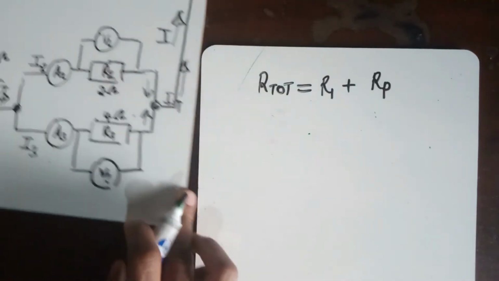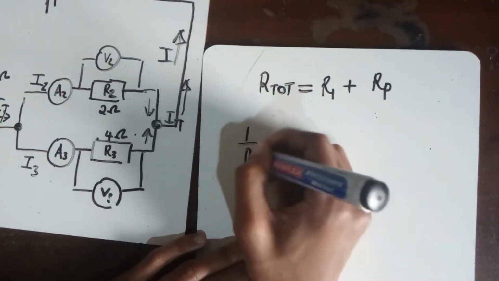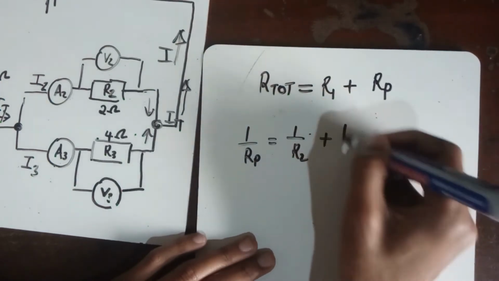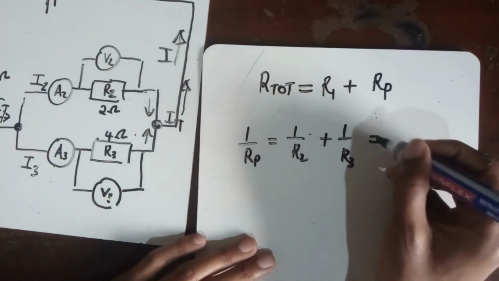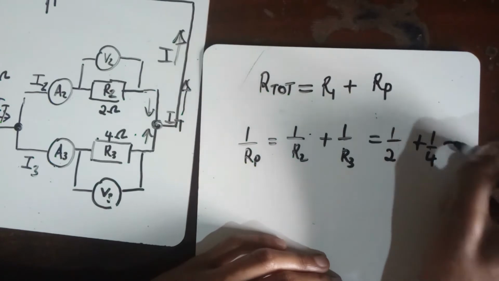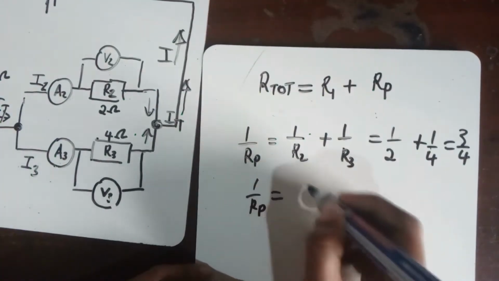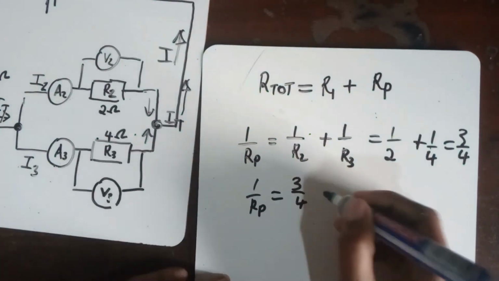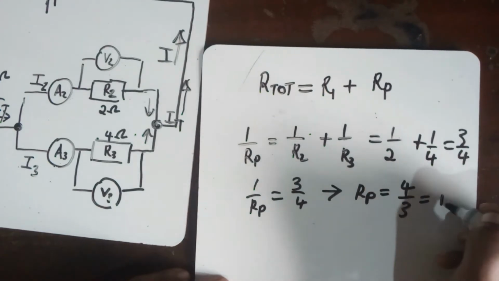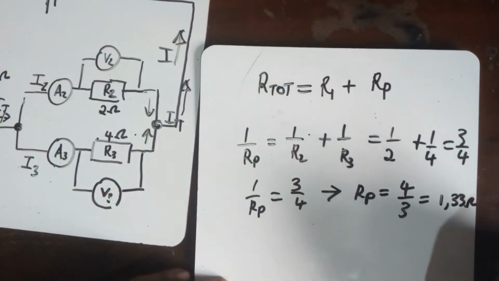To find RP, we use 1 over RP equals 1 over R2 plus 1 over R3. It's just a matter of 1 over 2 plus 1 over 4, which equals 3 over 4. So 1 over RP is 3 over 4. We just invert this to find that RP is 4 over 3, which equals 1,33 ohm. Okay, cool.